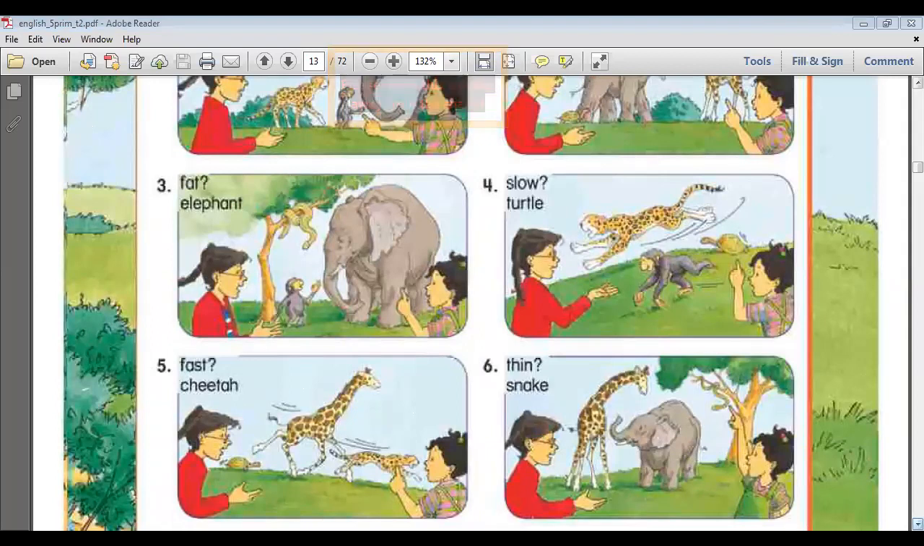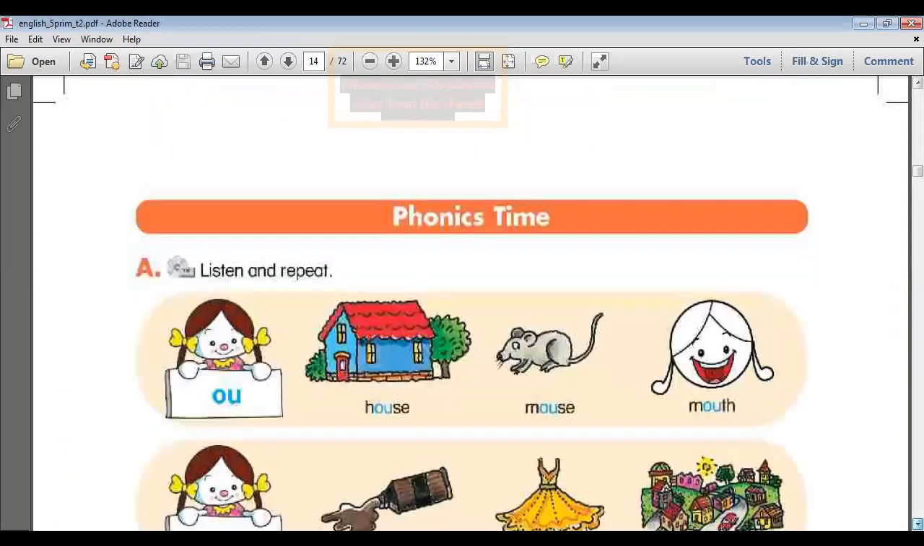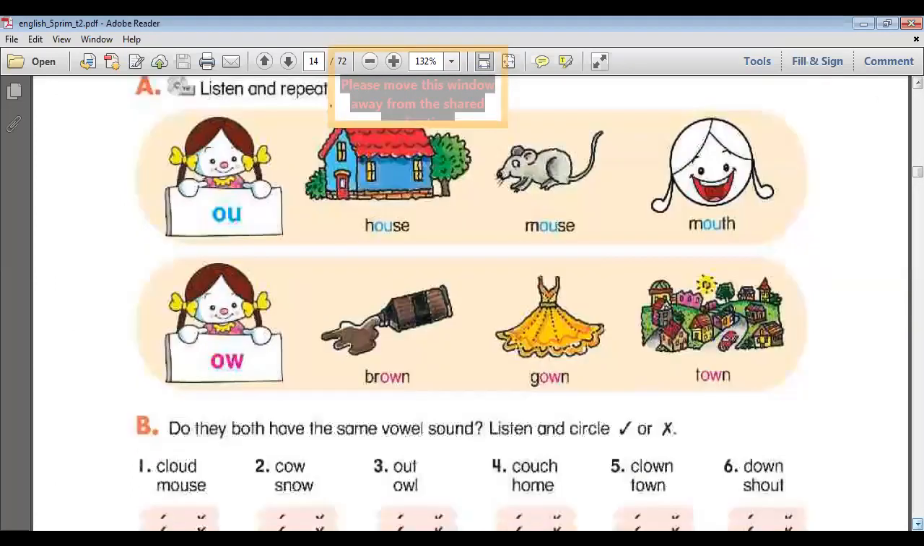Great answer. Let's go to... I want to answer. Okay, of course. Let's go to the page after it.